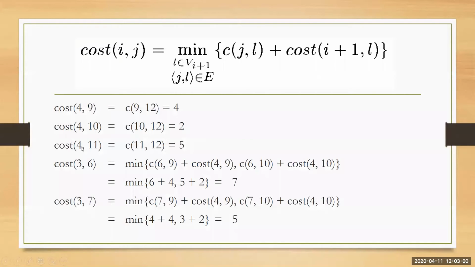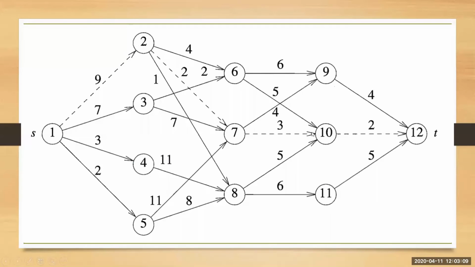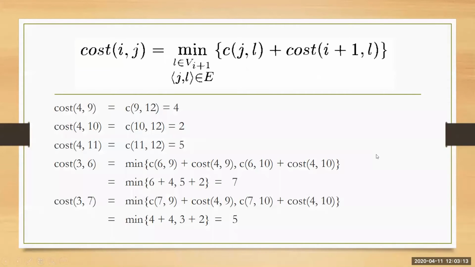Cost of 11, vertex number 11 at stage number 4, is equal to the cost of the edge from 11 to 12. Cost of the edge from 11 to 12. It is 5. So directly write it. So the cost of the vertices that are there in the last but one stage, we can directly write by looking at the cost of the edges to the destination. Okay, so this is done.